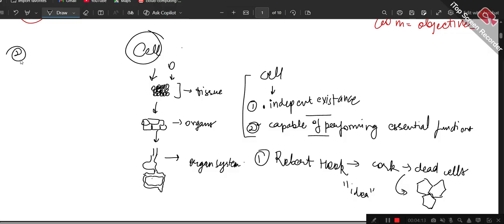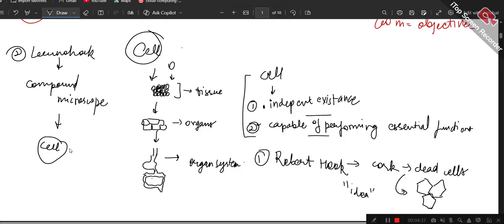Second, who actually took that further was Anton van Leeuwenhoek. He created his own compound microscope, and he observed cork cells and other cells under this microscope. He gave the most accurate picture of a cell at that time.